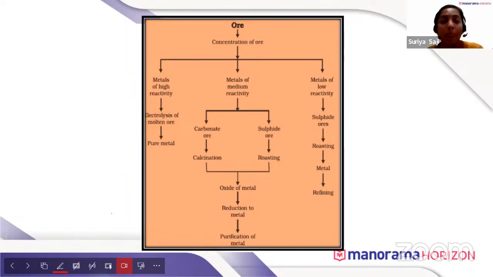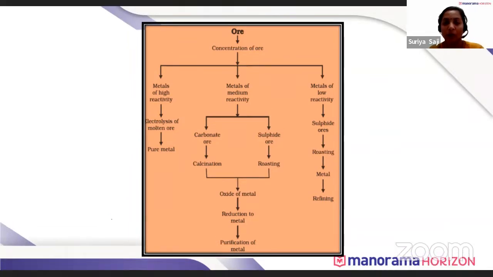We told what an ore is. Ore is a small proportion of mineral. Then what is concentration of ore? If you are removing impurities from that ore, that process is known as concentration of ore. The process of removing impurities from ore. That is the primary process that we are doing. That is known as the concentration of ore.